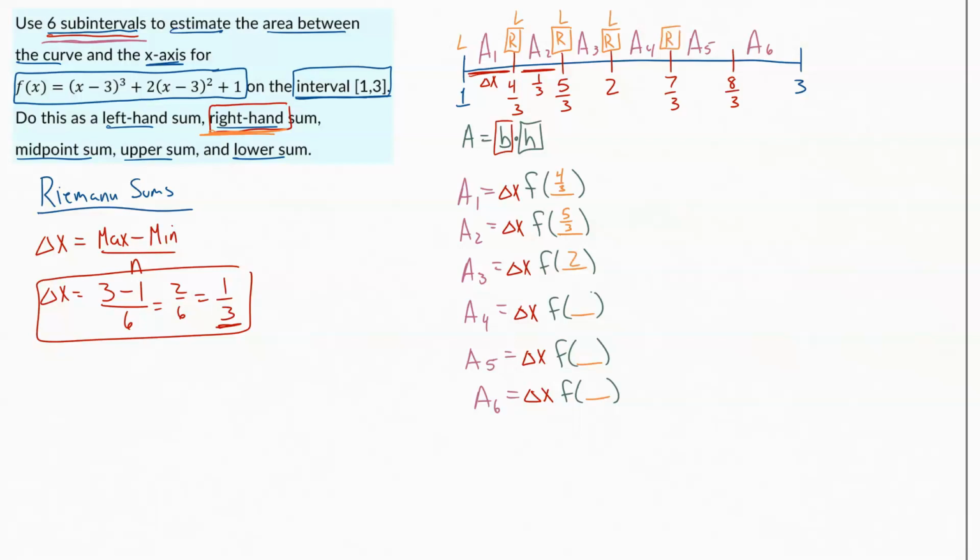We want the right endpoint. That would be 7/3. Then again, left endpoint, right endpoint on A5. Looking at the right endpoint, so 8/3. And then our final interval, A6, left endpoint, right endpoint. And we want the right endpoint, so we plug in 3.